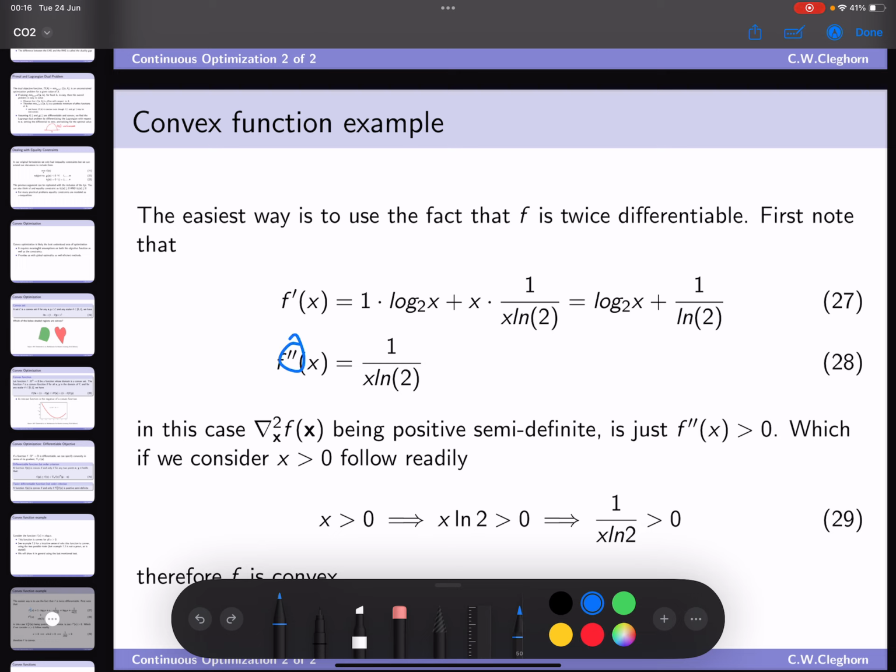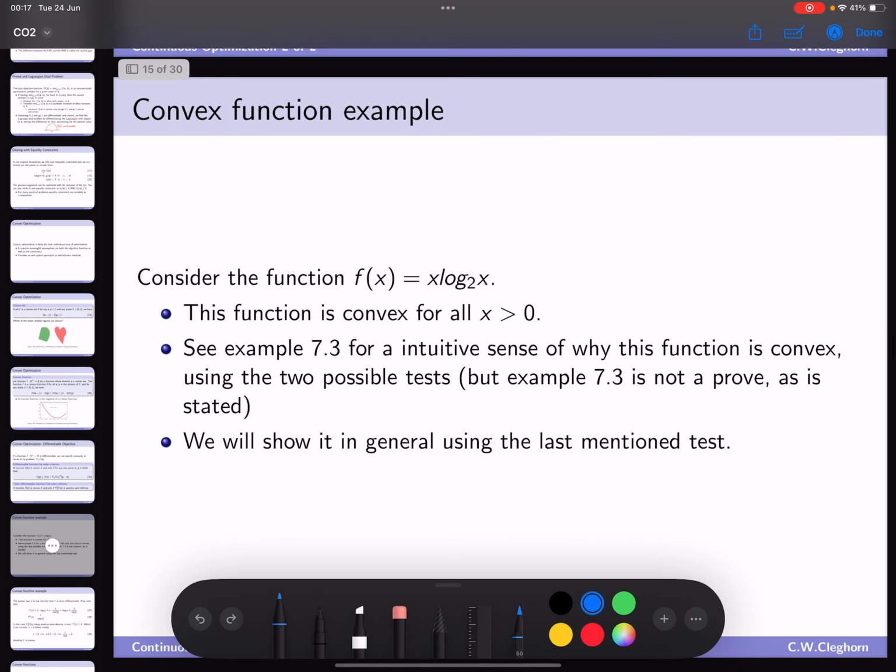We're then going to differentiate it a second time, and so this term here has no variable of x, so it becomes 0. And so what we're left with is just the derivative of log 2x, which we just saw is once again 1 over x ln 2. Okay? And so now in this case we evaluate whether or not this is positive semi-definite. And as we're considering only x greater than 0, again, because that was only the part of the domain that our function was defined on. All right, so we've only defined this function for x greater than 0.